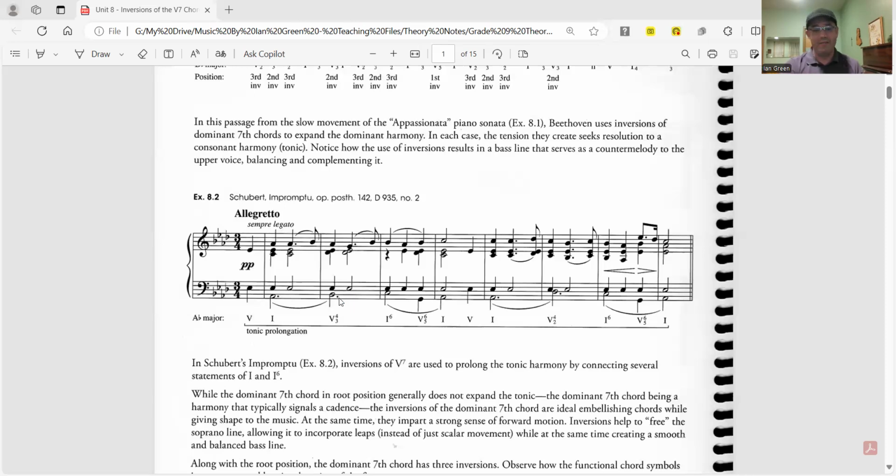But the B flat, being the lowest note of the chord, helps us to see that the spelling of those notes creates the dominant seventh chord, but with a different note as the lowest note of that particular chord.